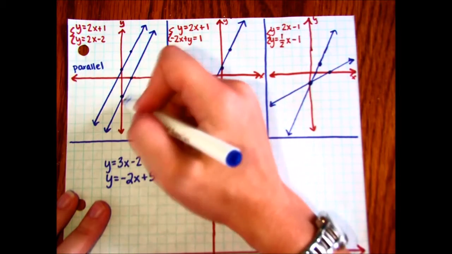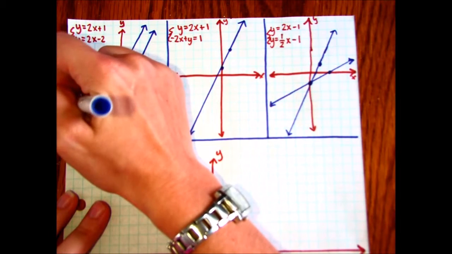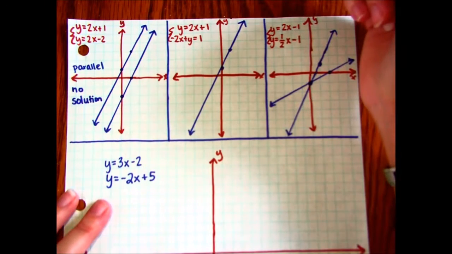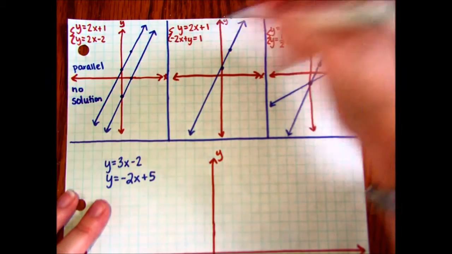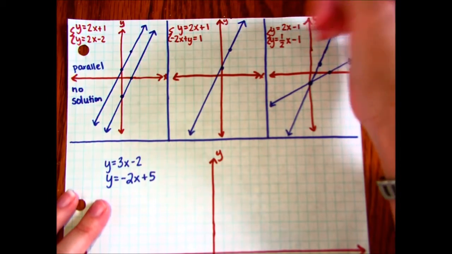So then when we look to say what's the solution of this, you say that there is no solution because these lines will never cross. If you asked how many solutions this system will have, your answer would be none or 0.